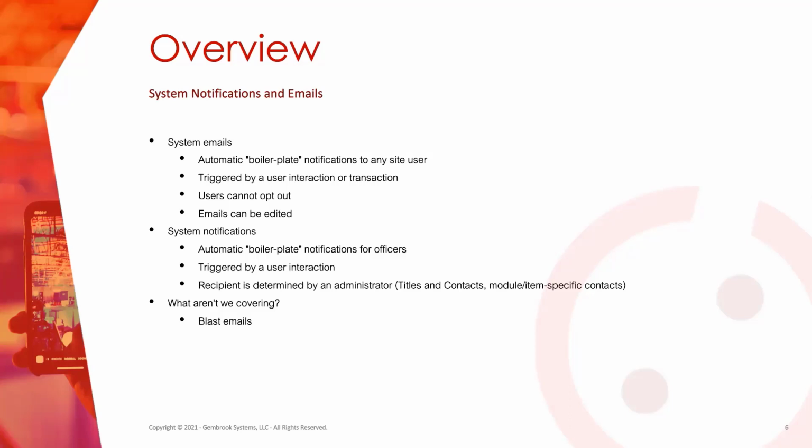Now, with the system notifications, the recipient is determined by an administrator, by someone who is setting up these contacts within your website. So someone is setting up or configuring your organization's membership director so that the system knows who to send those emails to. You are configuring your event contact, your survey contact, your volunteering contact. Those are people that you decide will get those notifications.